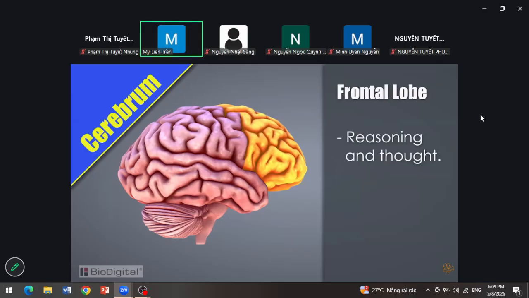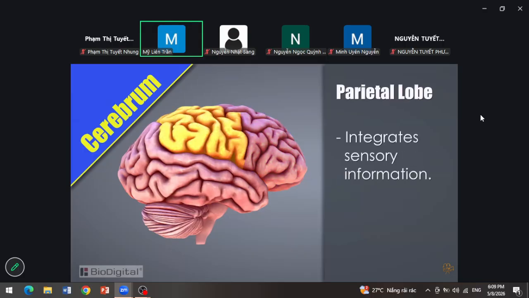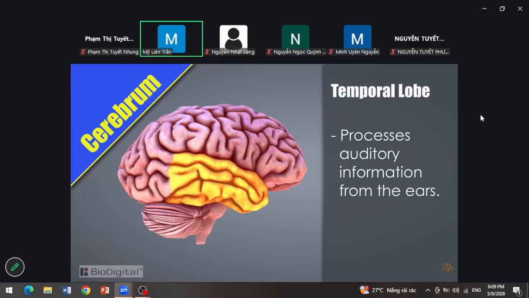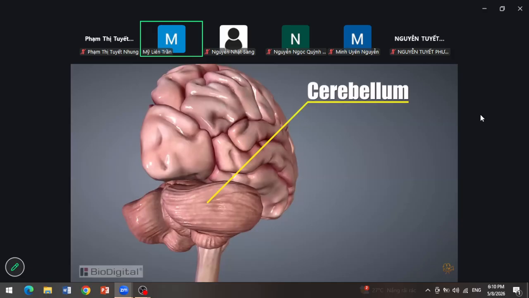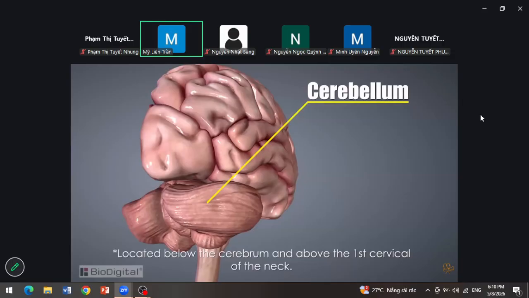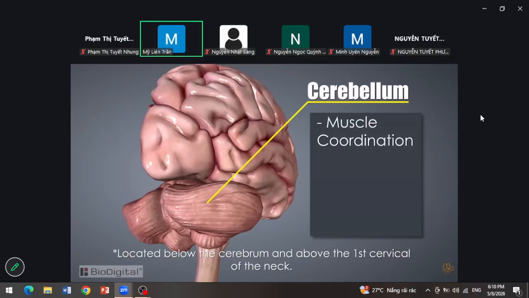The frontal lobe is primarily responsible for reasoning and thought. The parietal is primarily responsible for integrating sensory information. The temporal is primarily responsible for processing auditory information from the ears, and the occipital is primarily responsible for processing visual information from the eyes. The second section of the brain is the cerebellum. This is the section located in the back of the head, below the cerebrum, and above the first cervical of the neck. It is responsible for muscle coordination, balance, posture, and muscle tone.